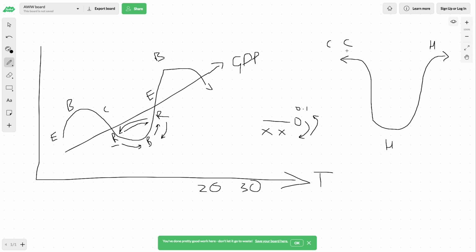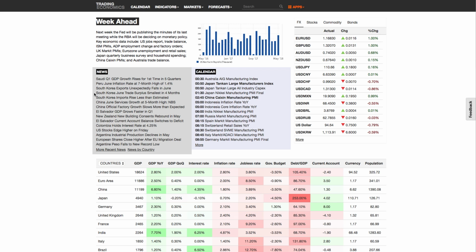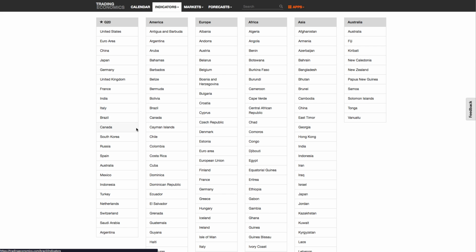So one of the things you need to do is look at a central bank's statement, right? So you can go to indicators, go to countries, and we'll go to the United Kingdom.